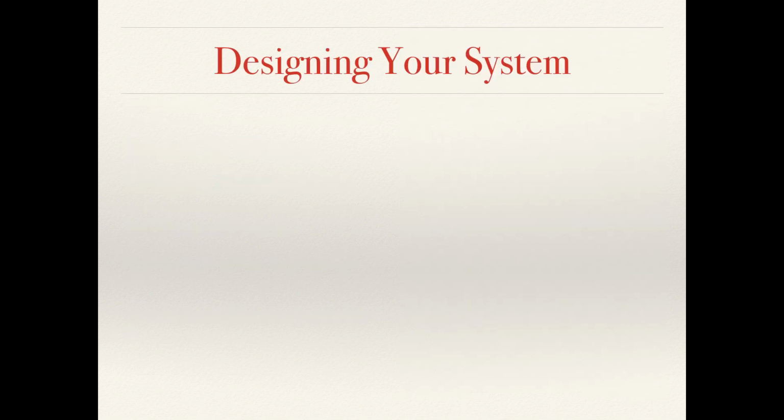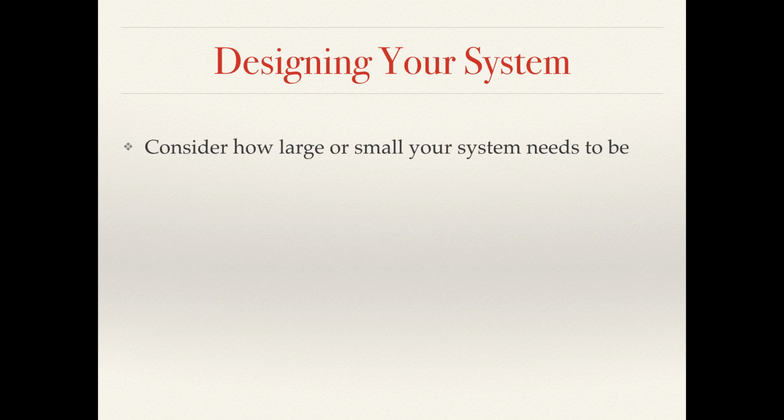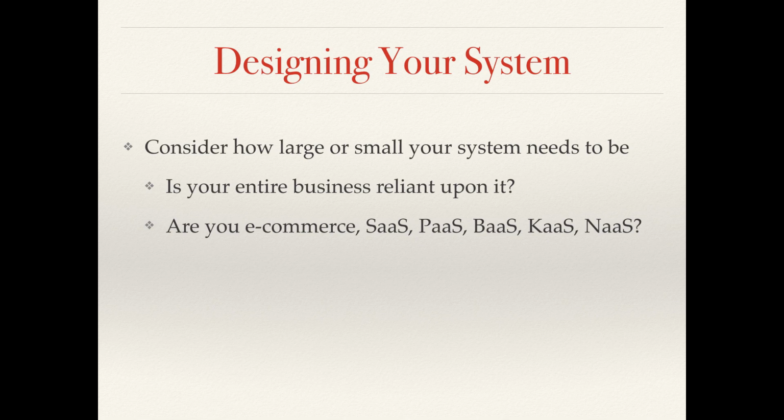So let's talk about designing your system so that we can avoid that. We're going to consider how large or small your system needs to be, because is your entire business reliant upon this system? Is your company an e-commerce company or a SaaS or a PaaS or a BaaS or a CaaS or a NaaS? Now I made those last two up, but you probably get the point. You really need to figure out what your company is doing, what some of these acronyms stand for, and whether your business falls into those, because it's really going to be dependent upon what your architecture looks like that might affect some of the decisions that you make going into this.